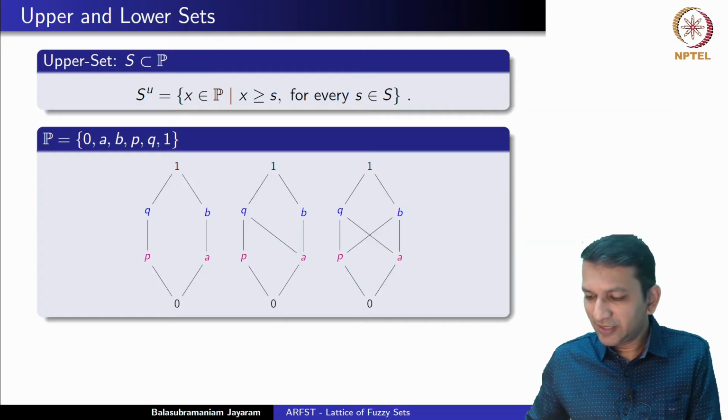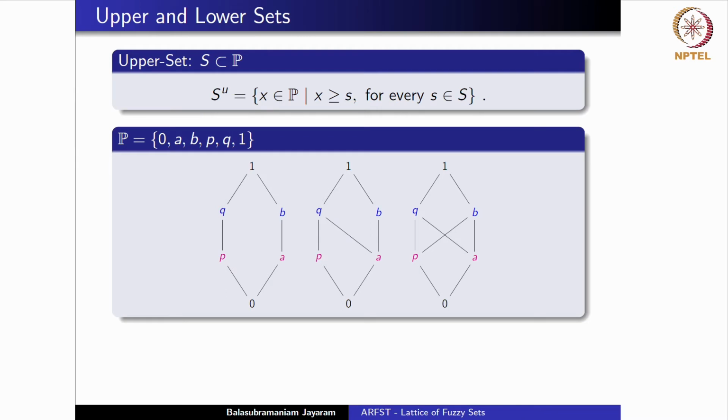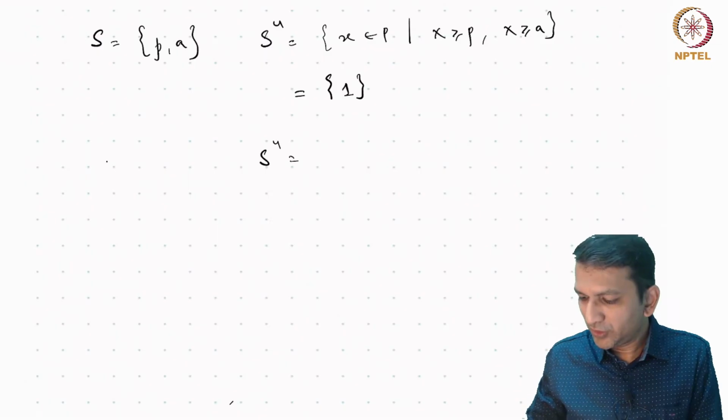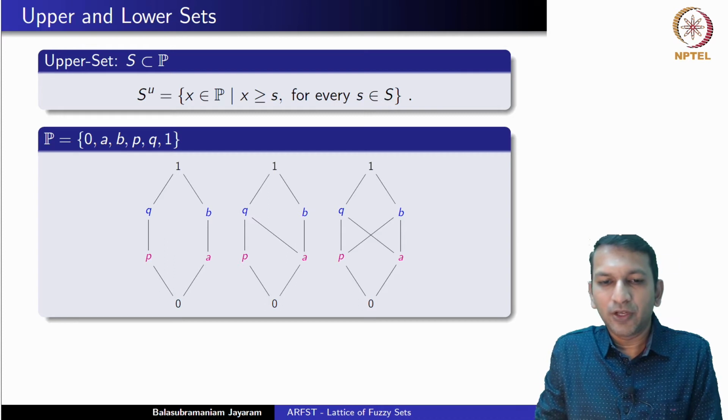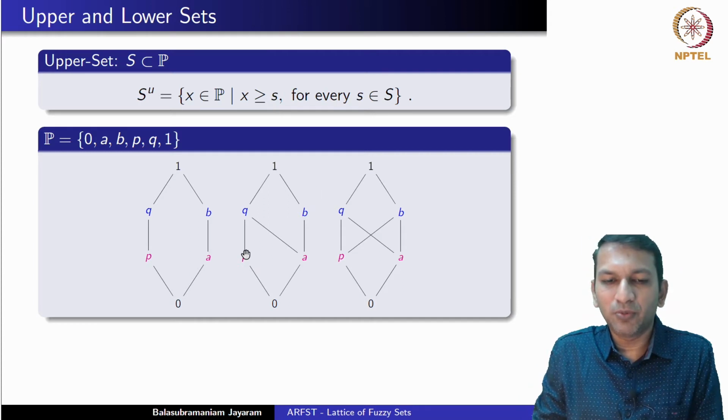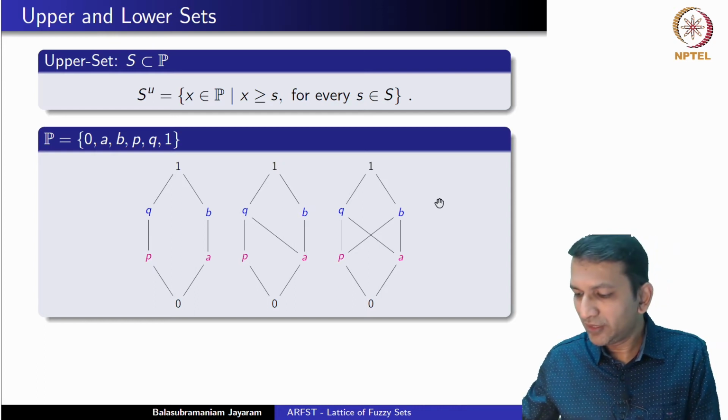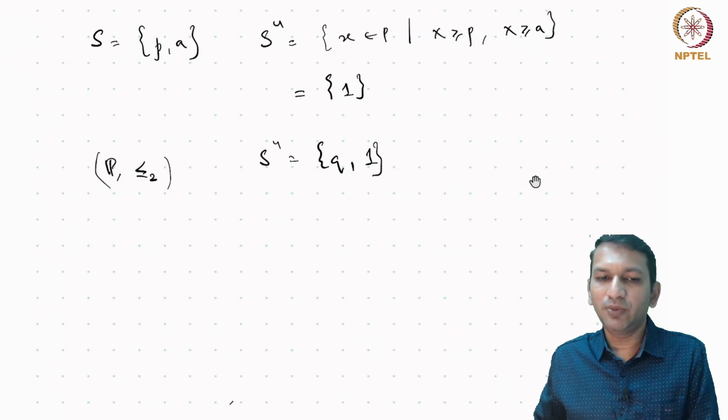Now if we consider the same set under the second ordering, we would get a different set of upper bounds. So now we are looking at P with the second order. We see here Q is an upper bound for both P and A. So Q comes into the picture, and so is 1. 1 is an upper bound for P, it's also an upper bound for A. That is, it is bigger than both P and A. So S^U will consist of Q and 1.